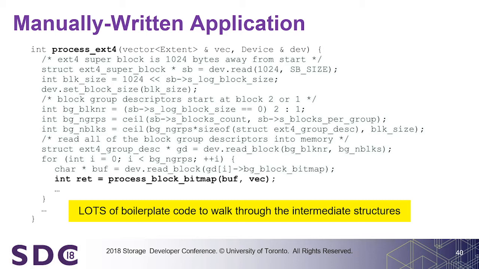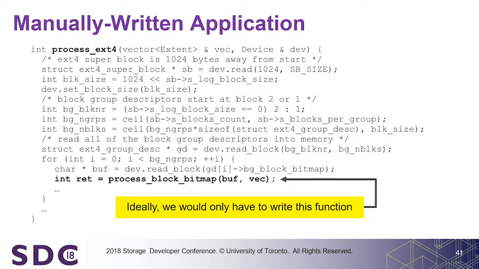Here, we show a manually written function that traverses the ext4 file system to find the bitmaps that contain block allocation information. As you can see, a lot of boilerplate code is needed to walk through the intermediate metadata structures. What we want is an easier way to get to the functions that process the block bitmaps without needing to write all the code to traverse the file system.